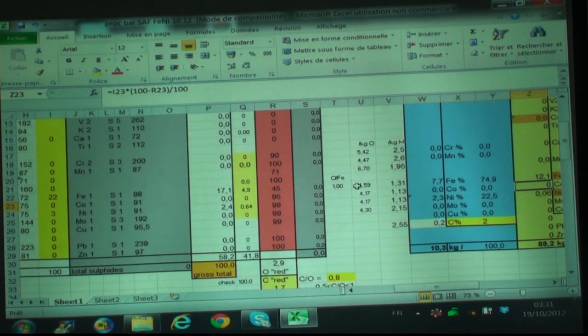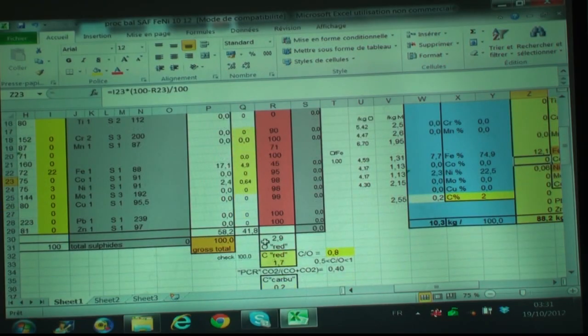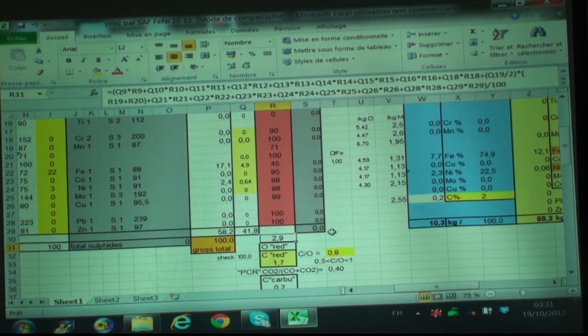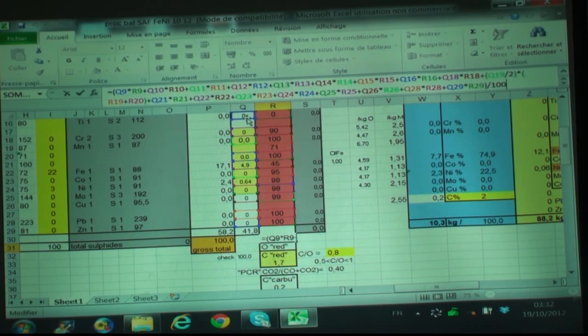Okay, with the same method, we calculate the amount of oxygen which is removed due to the reduction yields. Remember, it's a huge formula, but it's just saying in each line I multiply the total amount of oxygen by the proportion, by the reduction yield.